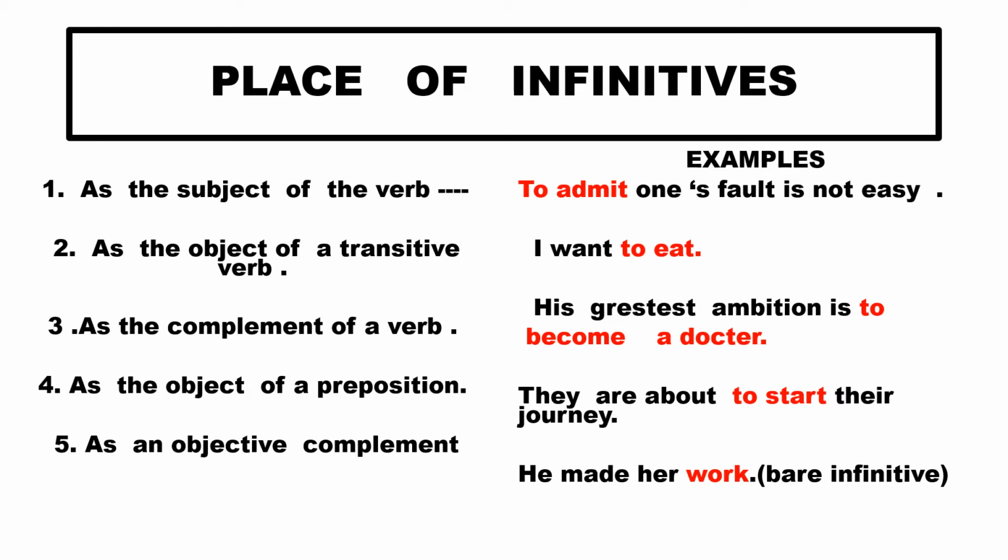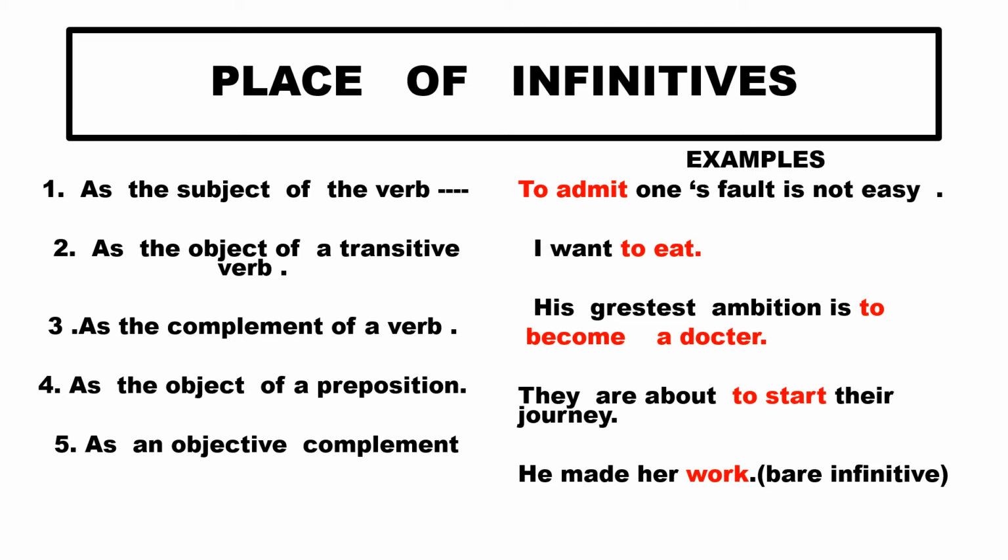Number two, as an object of a transitive verb. We'll see the example: "I want to eat." Here the infinitive "to" is used as the object of a transitive verb. Number three, as a complement of a verb: "His greatest ambition is to become a doctor." Here the infinitive "to" is used as the complement of a verb.